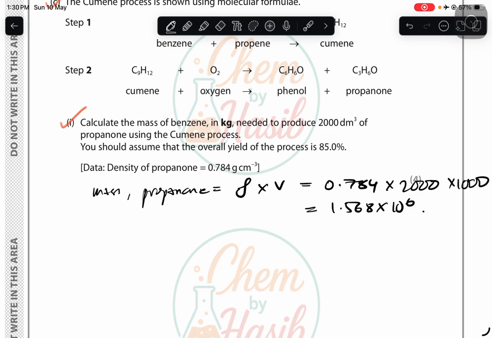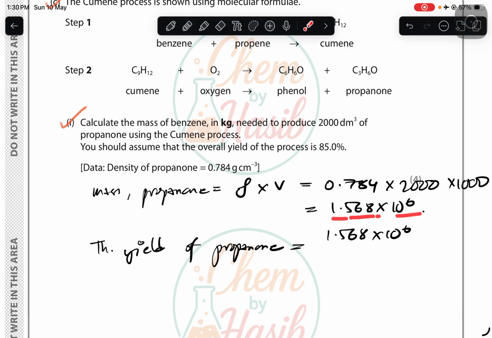Then you need to find the theoretical yield of propanol. In order to find the mass of the reactant, you must always use the theoretical yield. How do you find the theoretical yield? Now, this is the actual yield, 1.568 into 10 to the power 6 grams. From this, we want to find the theoretical yield because the yield is only 85%. So you divide by 0.85.